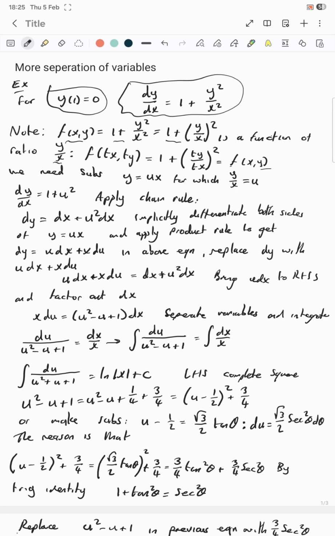In the above equation, we replace with u dx plus x du. We'll replace it with this because we want something of this form, which matches up and brings this to the right hand side, and factoring out dx, we get this. We separate variables and integrate.